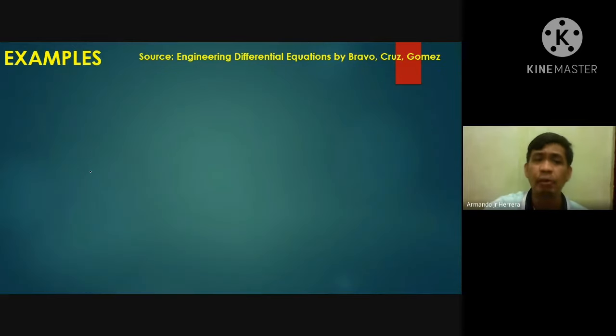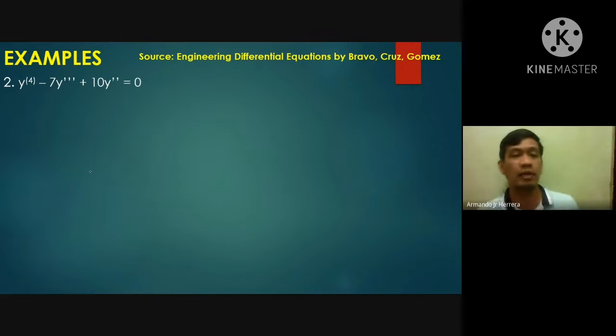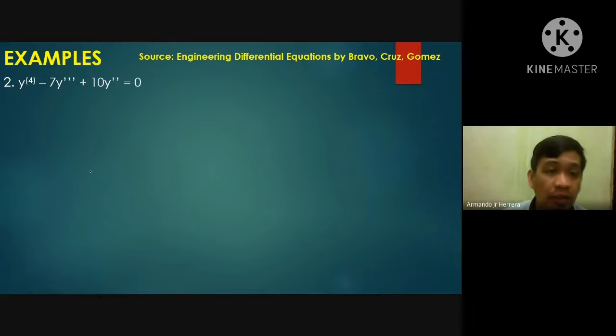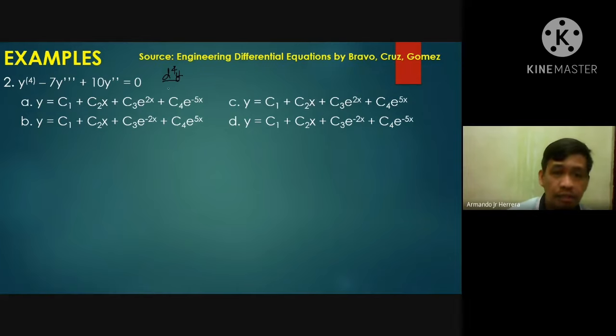So let's have example number 2. So we have here fourth derivative of y. It's not y to the fourth. So that's fourth order differential equation minus 7y triple prime plus 10y double prime is equal to 0. So ang ating sagot ay naka-express in terms of x. So ang ating independent variable ay x. So this is fourth derivative of y with respect to x.